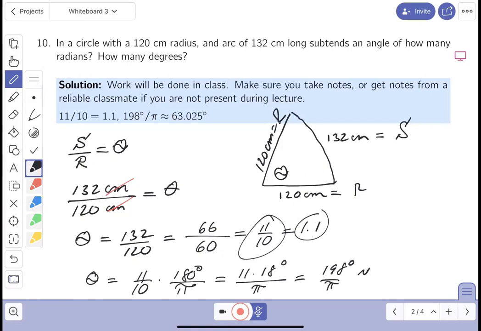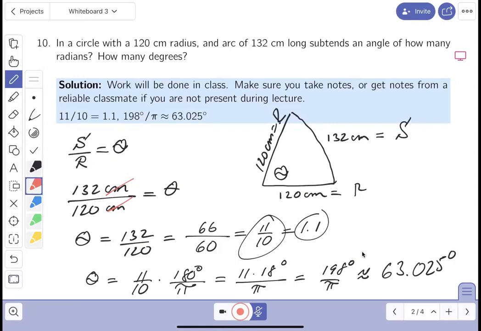I want to approximate it. So I'm going to take my little computer. I'm going to type in the number 198 and divide by pi. And I mean, a really a four-function calculator is what I'm using. And what do I get? I get an approximate number. And that approximate number is going to be 63.0.25. That's what that squiggly thing means over there. I'll put this over here. That's an approximate.